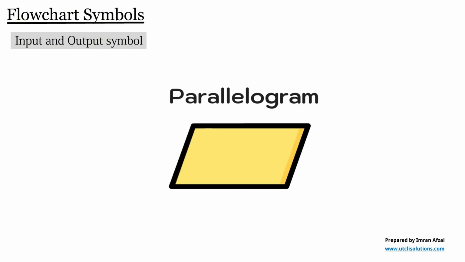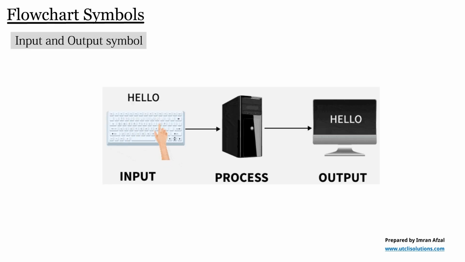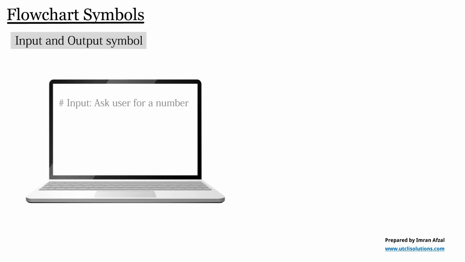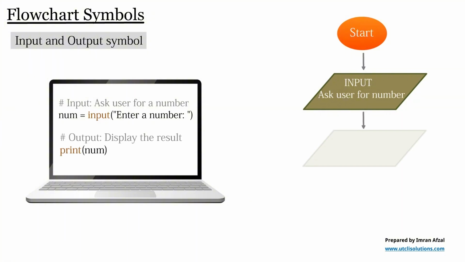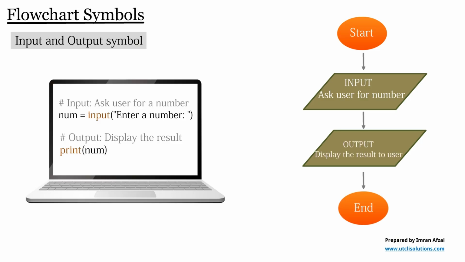Another important one is the input and output symbol, which looks like a parallelogram. This shape tells us when the program is either taking input from the user or showing output on the screen. For example, when you use the input function, the flowchart shows an input symbol that says ask user for number. And when you use print function, the flowchart uses the output symbol to show display the result to the user. These symbols make it easy to understand when the program communicates with the outside world.